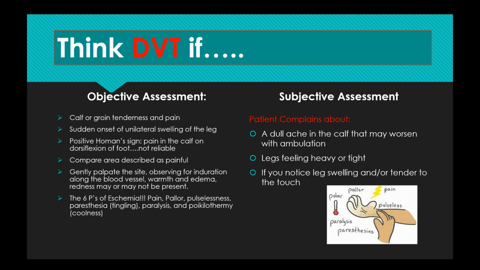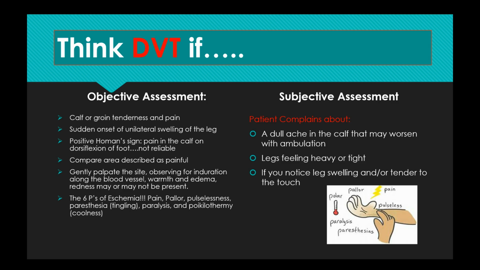We want to compare the area described as painful to the one that's not, looking for changes, signs, differences in color, etc. We want to gently palpate the site instead of getting in there deep. We don't want to massage the area because you could potentially dislodge the clot. We want to look for induration along the blood vessel, warmth and edema. Redness may or may not be present, but again, the classic and telltale sign of a DVT might be that unilateral swelling.